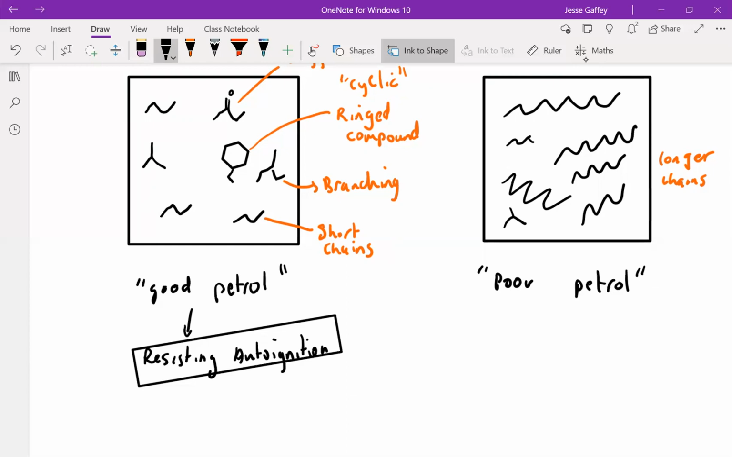A high efficiency basically means you get more miles for the same amount of fuel. Poor efficiency, you get less miles for the same amount of fuel. You may also get a knocking noise when you've got auto ignition happening, something that we call knocking. So good petrols resist auto ignition. In other words, they do not ignite until the spark causes them to catch fire. Whereas a poor petrol does auto ignite.